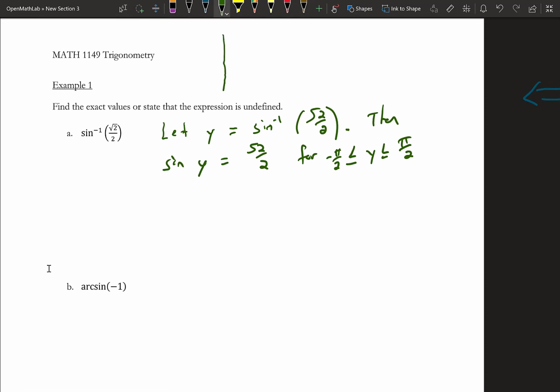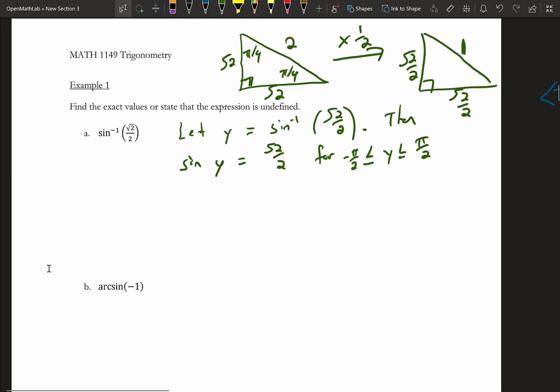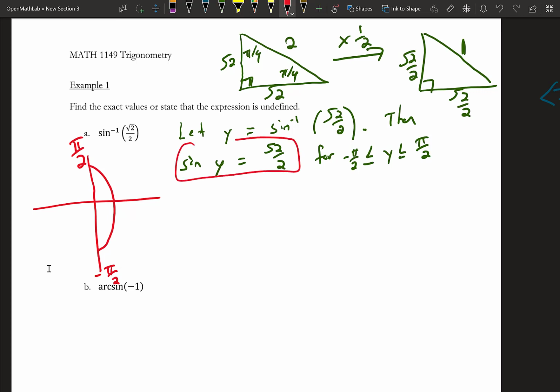When I think of radical 2, I'm thinking of the 45-45-90 degree triangle, in other words, the pi over 4, pi over 4, pi over 2 triangle. So this is 2 across from pi over 2, and these are both radical 2's. If I multiply everything by a half, I get a similar triangle where this is radical 2 over 2, radical 2 over 2, and 1. So thinking about an angle between negative pi over 2 and pi over 2, if I draw my unit circle, I'm stuck in between these, the first and fourth quadrants. Since sine of y is positive, I know I'm going to be in the first quadrant somewhere, and I want to find a point where the y coordinate is radical 2 over 2.